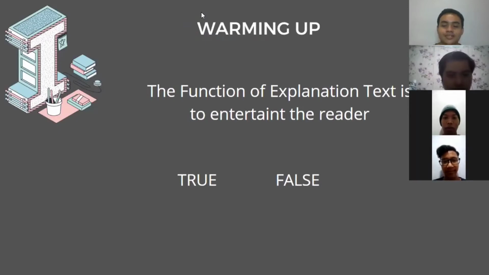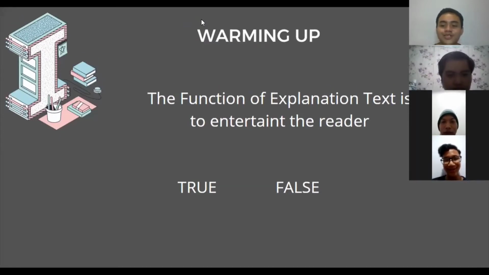False. Come on, guys. False. Abdul, false. Rafli also false. Fikri? True. Fikri, true. Okay, guys, this is very unique. Another person is true and another person is false. The best answer is false, guys. Because the function of explanation text is to tell us why or how something can happen. So you know why you're wrong, right?